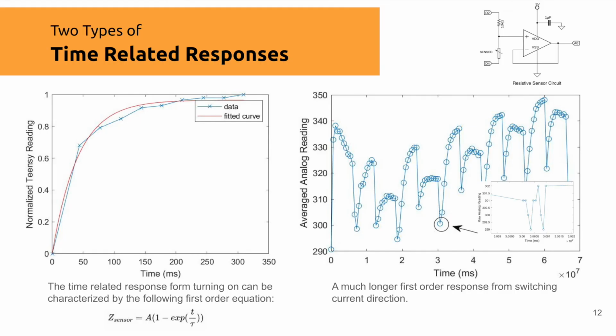Another interesting discovery we made was that our resistive sensor has time-related response. There are two types of time-related responses, both first order. The first one comes from turning on and off the sensor, and the second one from switching the direction of the current. The second one is much slower.